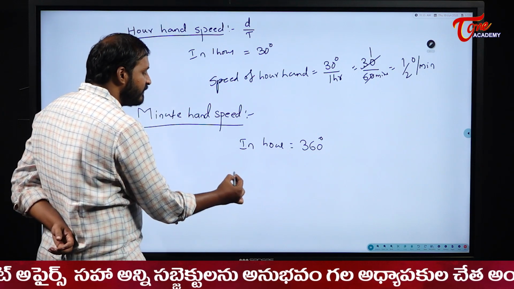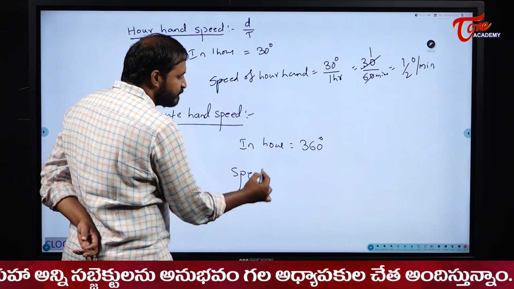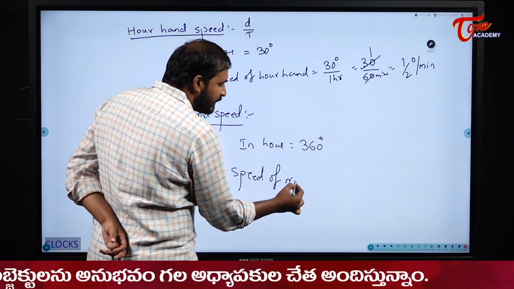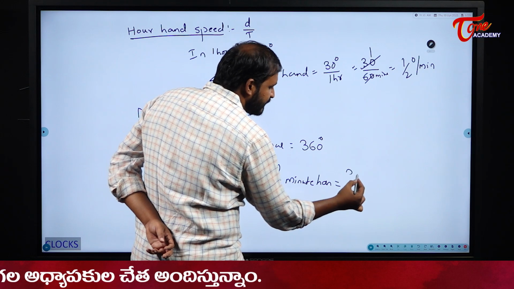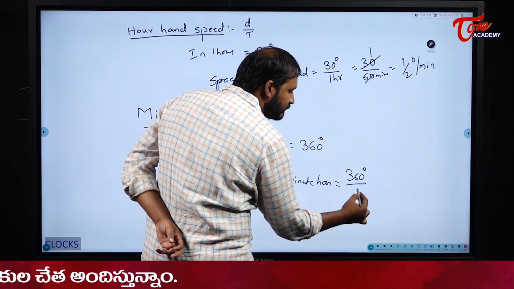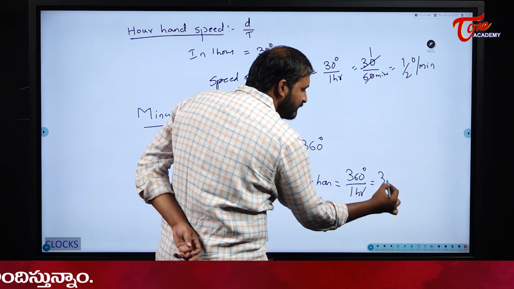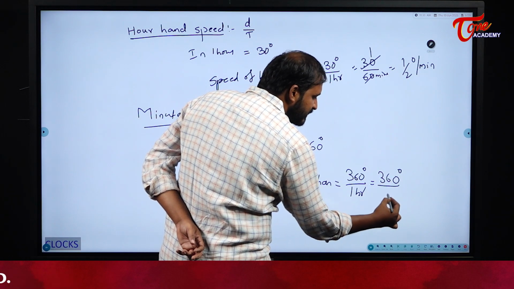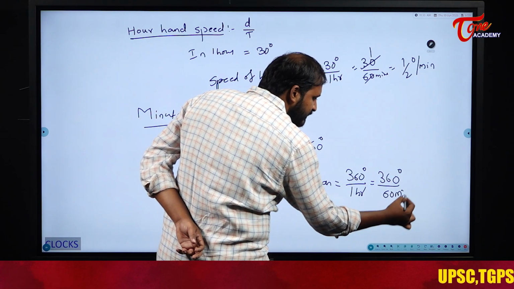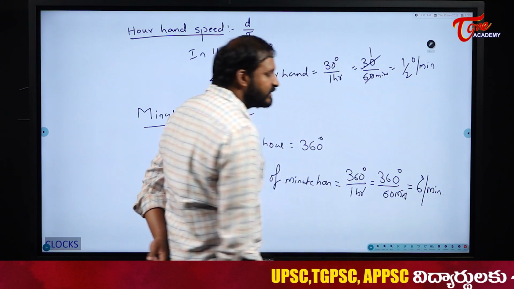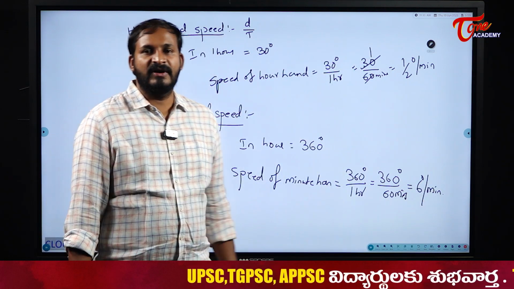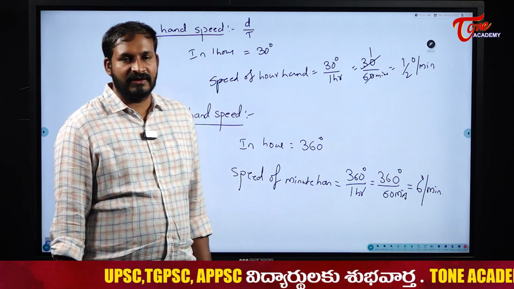Now tell me what will be the speed of my minute hand here? 360 degrees by 1 hour. So, what we can write is 360 degrees by 60 minutes. That means it is going to cover 6 degrees per minute. My minute hand is going to cover 6 degrees for every 1 minute.